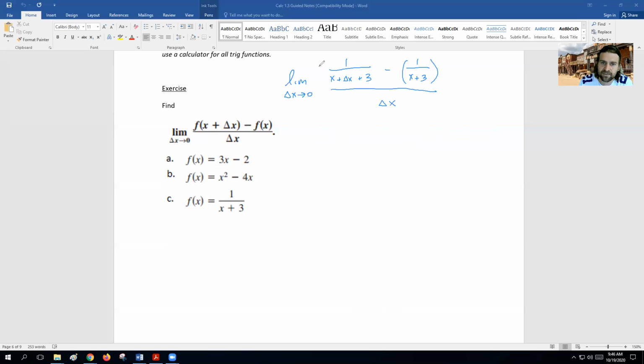When we have fractions, we have to have common denominators. So I'm going to have to multiply this one by an x plus 3 over x plus 3. And I'm going to have to multiply this by an x plus delta x plus 3 over an x plus delta x plus 3. Okay, so we still have the limit going on, but this is going to become an x plus 3 over the common denominator, and then minus an x plus delta x plus 3 over its common denominator.